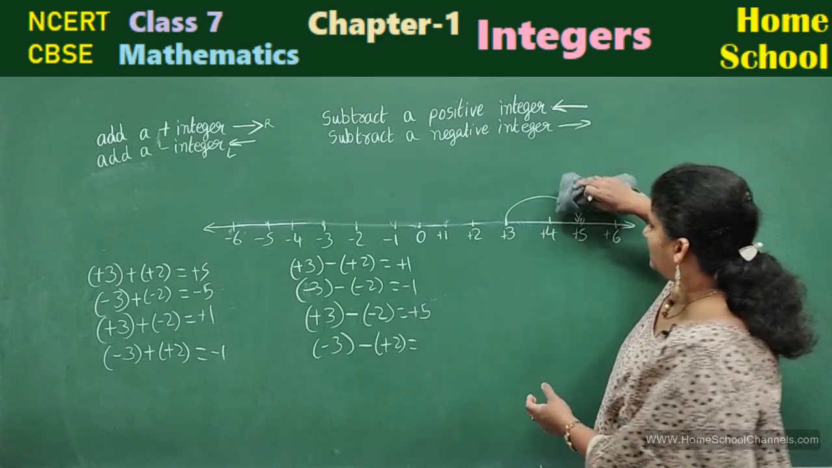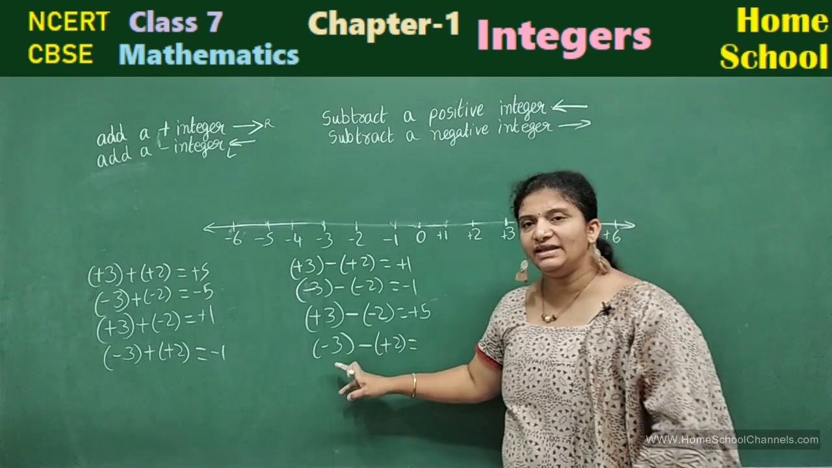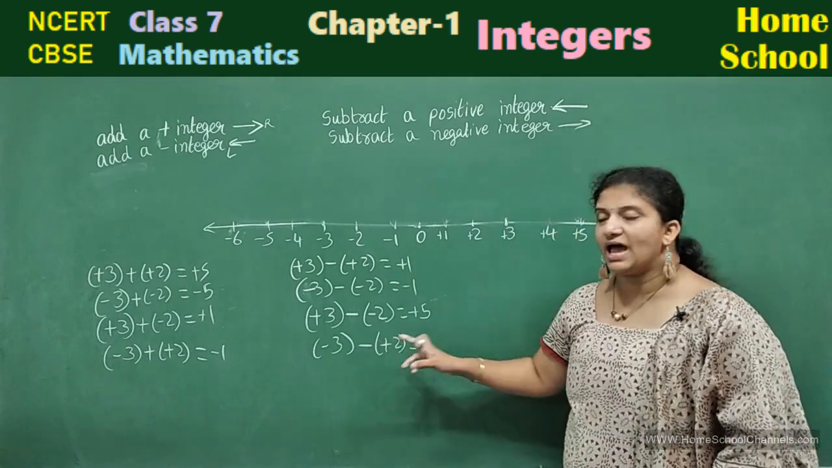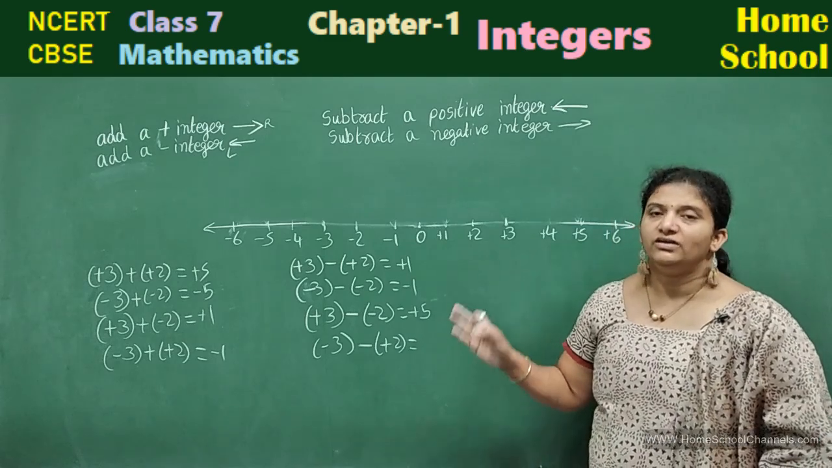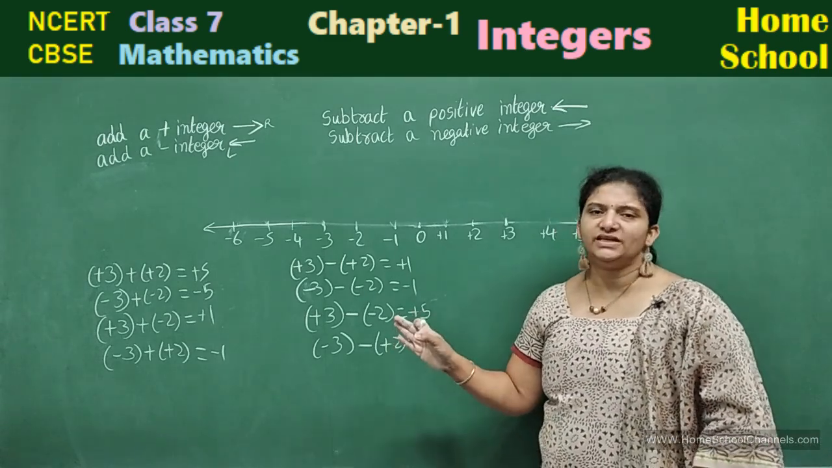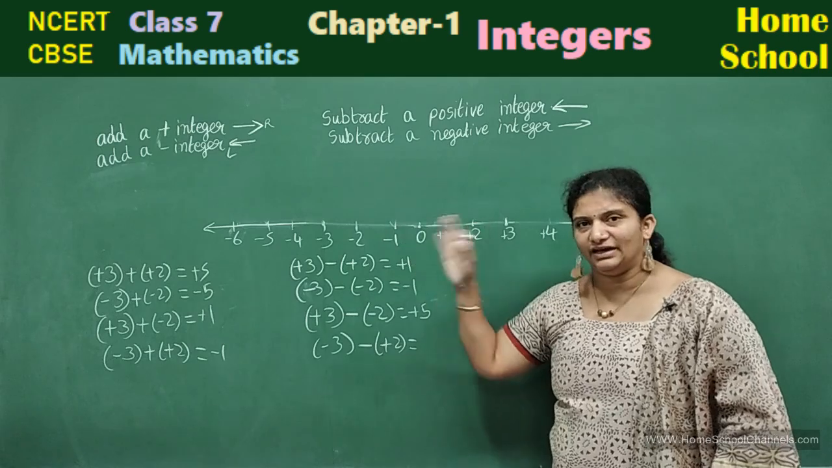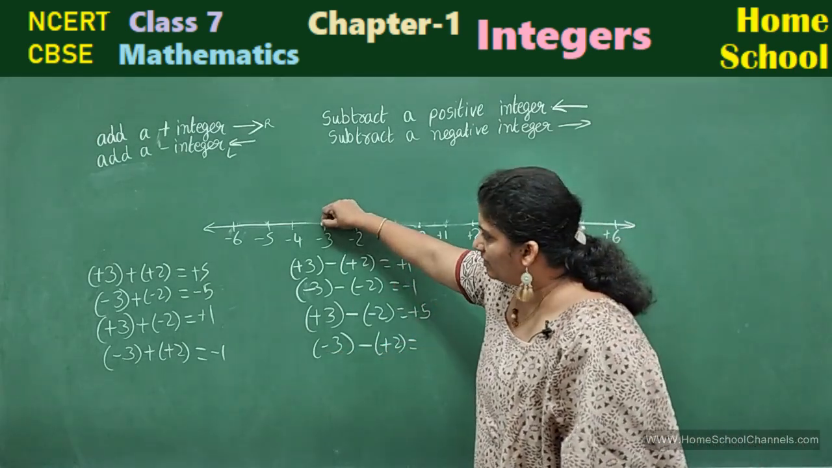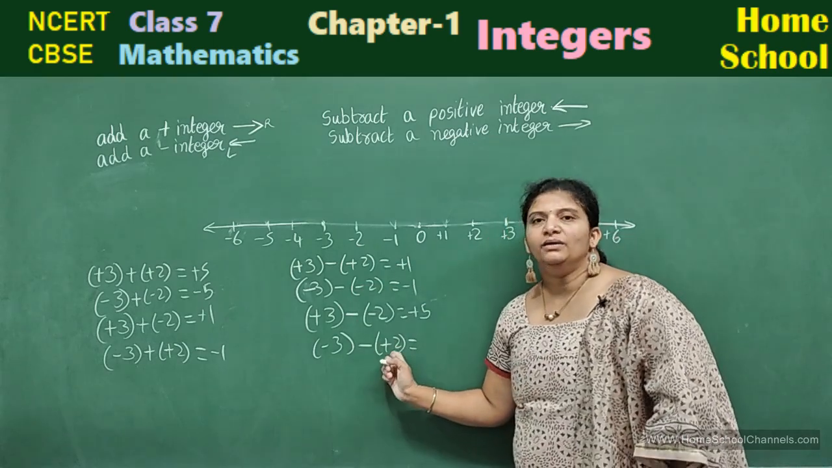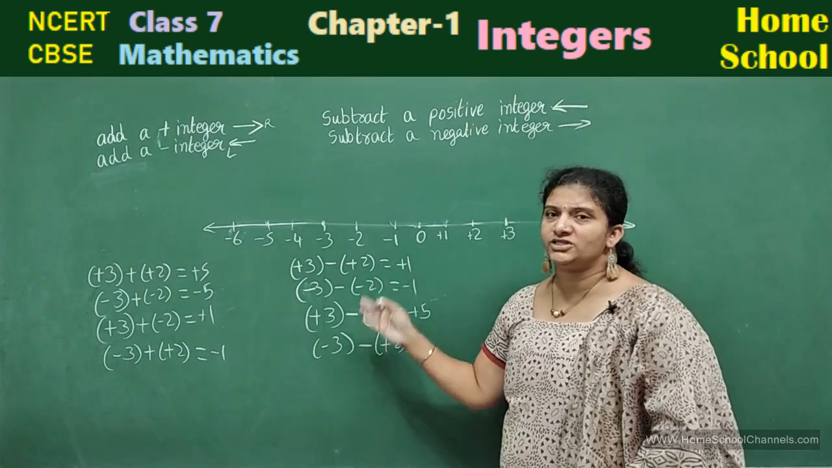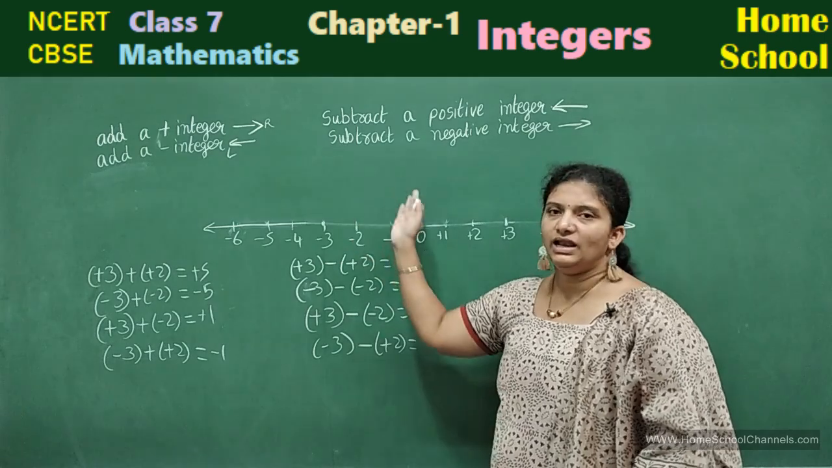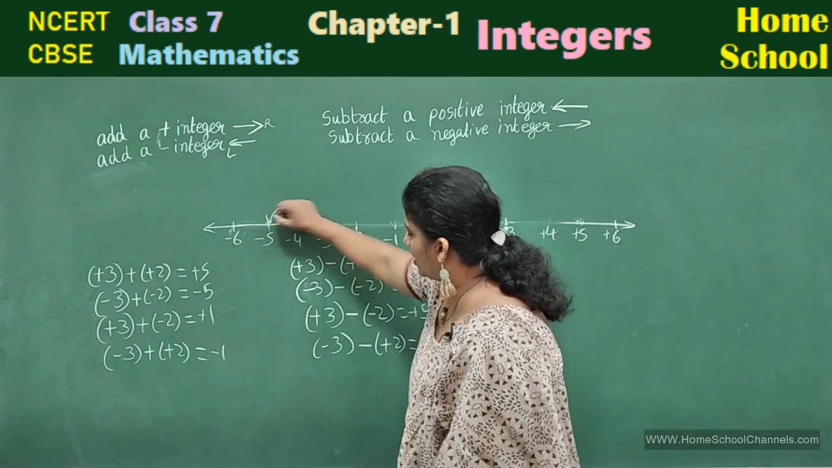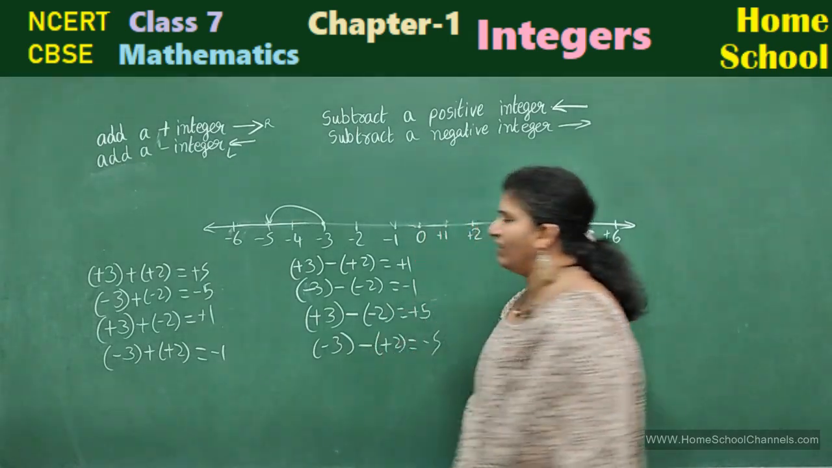Okay. Next one. Minus 3 minus of plus 2. When you are subtracting a positive integer, we need to move left side. Okay. First number shows a position minus 3. Okay, subtracting plus 2. Subtracting a positive integer. So go to the left side. From here, how many digits? 2 digits. So your answer is minus 5.